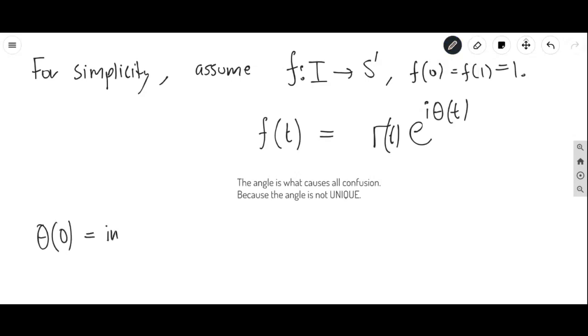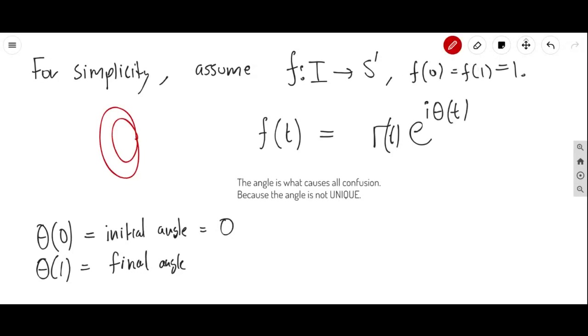Theta of 0, this is the initial angle, which in our case is just going to be 0 because we're starting at 1. And theta of 1, this is the final angle, the terminal angle, after you do the full revolution, whatever that is. And so in the picture that we just drew, where you go around like this, theta of 1 is going to be 4 pi. It's going to be 2 pi and then another 2 pi, because it has to be continued beyond that point to vary in a continuous manner. So it has to be chosen to be 4 pi. Okay, so in this particular case, it's going to be 4 pi.